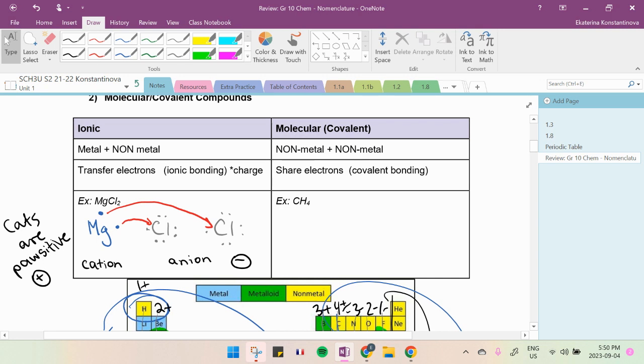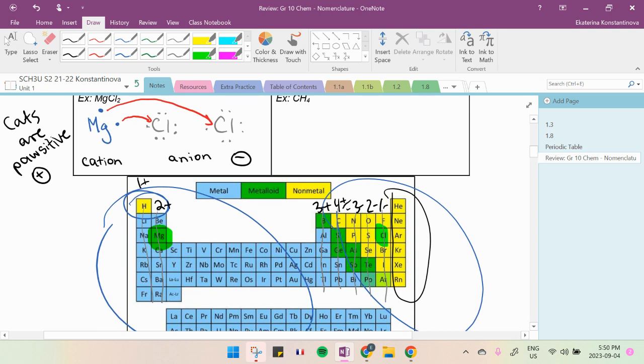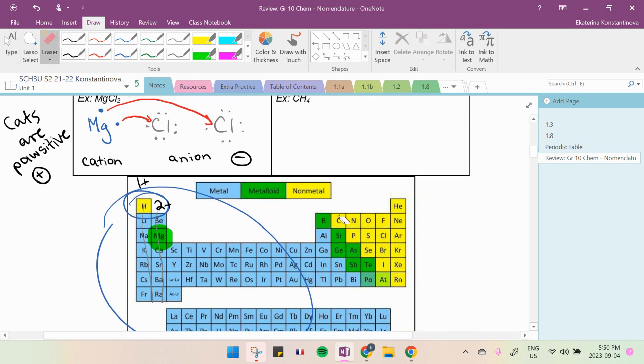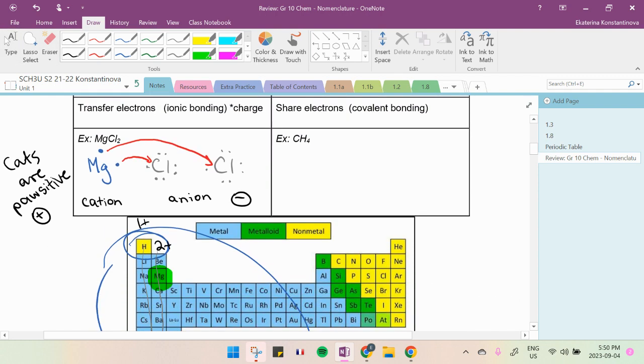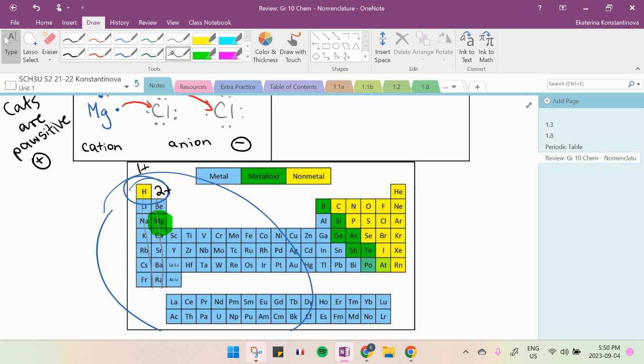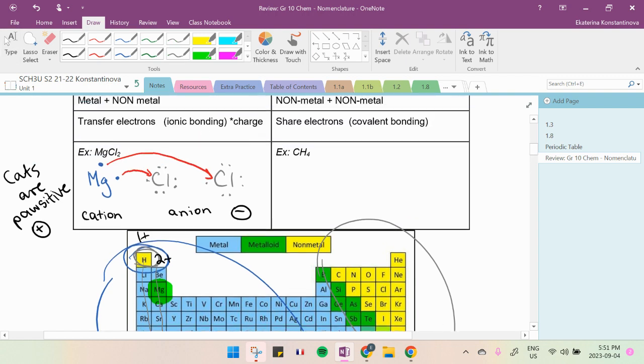Okay, now let's talk a little bit about molecular or covalent compounds. That is two nonmetals sharing electrons. So when you look at your periodic table, if you need to identify a molecular covalent compound, all of the elements present will be over here, or this hydrogen. Again, don't forget hydrogen is a nonmetal.